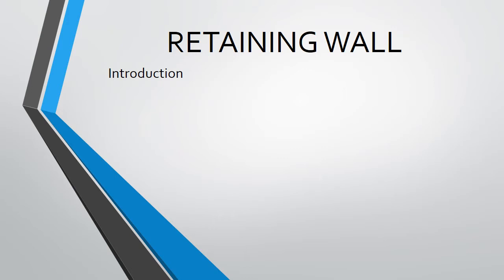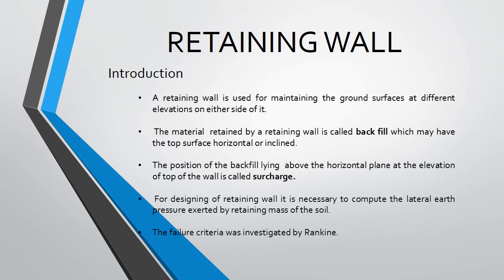Coming to retaining walls, a retaining wall is a structure which is used to maintain ground surfaces at different elevations on either side of it. The material which is retained by the wall is called backfill, and the top surface of the backfill may be either horizontal or inclined. The failure criteria for the retaining wall was first initiated by Rankine.